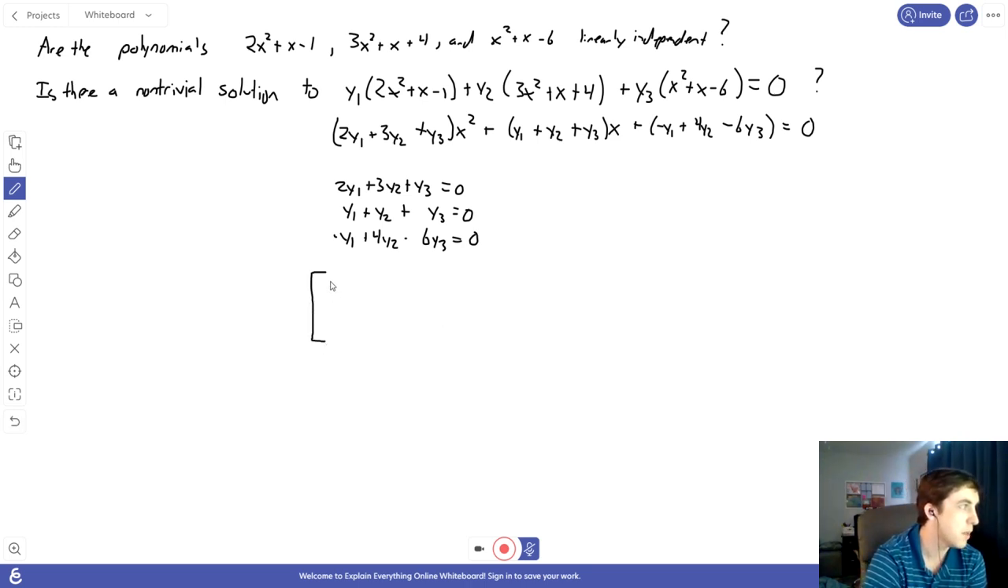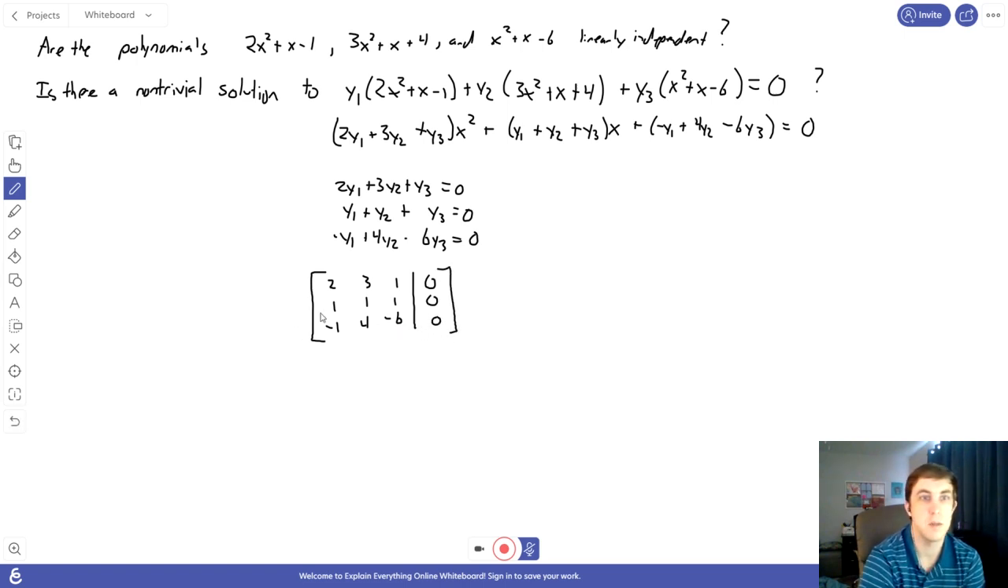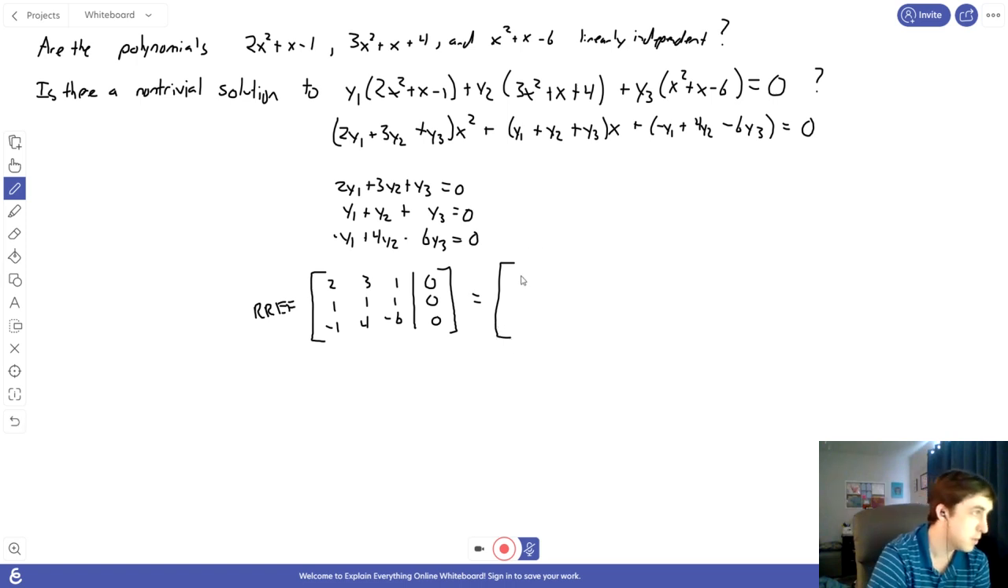We can write down a corresponding augmented matrix here. 2, 3, 1, 0, 1, 1, 1, 0, and negative 1, positive 4, negative 6, and 0. To answer that, just like we have been doing, we'll compute the reduced row echelon form. I've typed this into Wolfram Alpha in advance for expediency. And this produces 1, 0, 2, 0. We have 0, 1, negative 1, 0. And finally, the bottom row is all zeros.